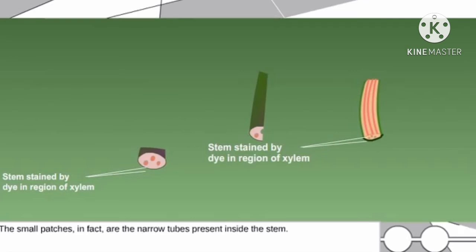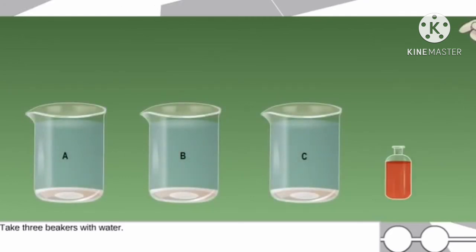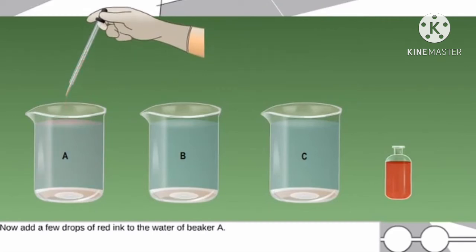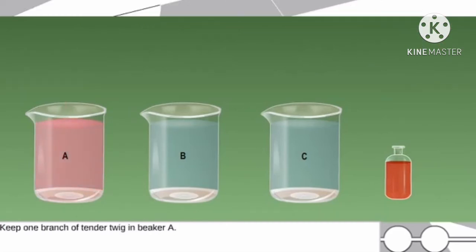See children, here we have a white rose. Dip it in blue ink. After some time, color of the rose changes to blue. This proves stem transports water.